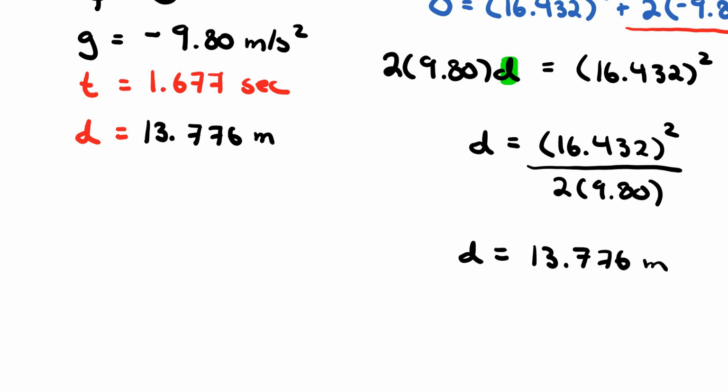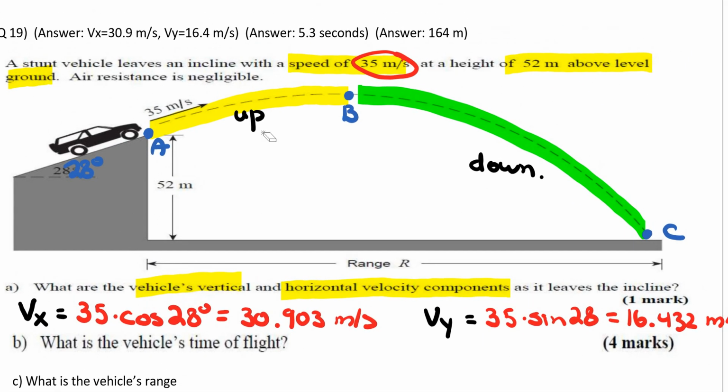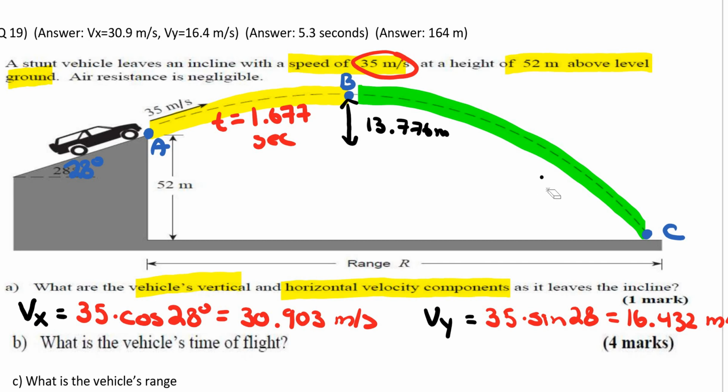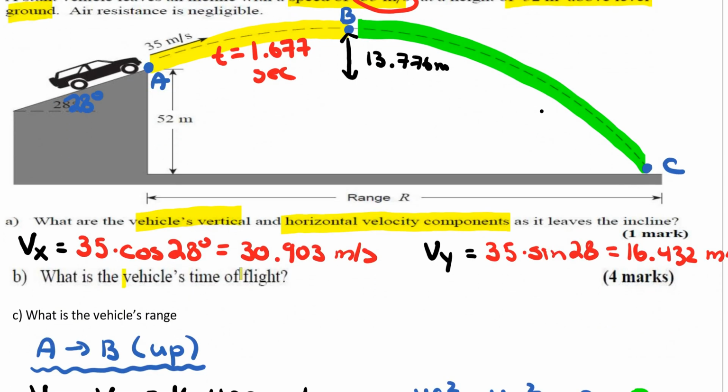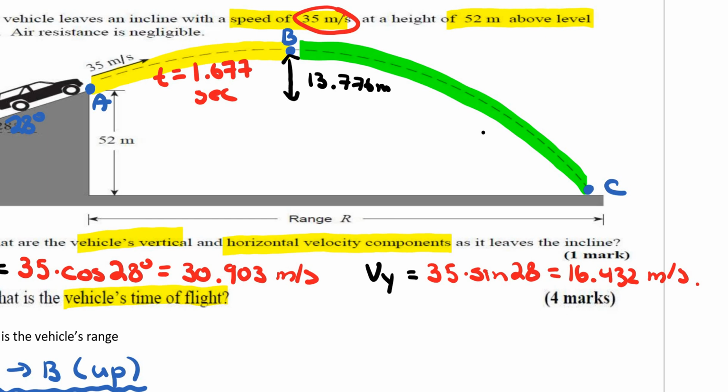Okay, now let's go back to the diagram here, and let's just put in what we just calculated. From here to here, that distance was 13.776 meters, and the time it takes to go from A to B, so B is right here at the top, is going to be 1.677 seconds. Okay. So now we need to find the time it takes to go from B to C, and then we can add that to the 1.677 seconds, and that will give us the vehicle's time of flight. Okay, so we're almost there.